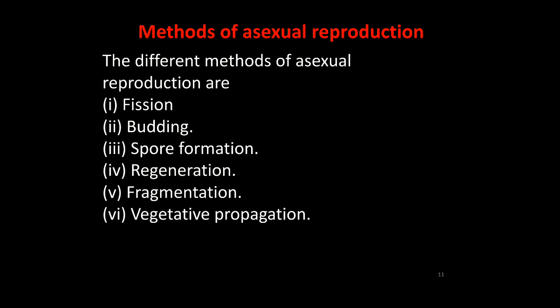Next, regeneration. For example, if some part of an organism is cut, that organism regrows. That is called regeneration. Next, fragmentation. Each piece of an individual becomes a new individual. That is fragmentation. Next, vegetative propagation. It only happens in plants.